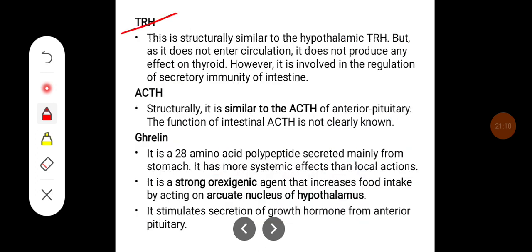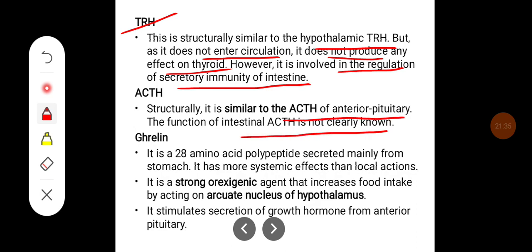Thyrotropin releasing hormone in the gut is structurally similar to the hypothalamic TRH, but it does not enter circulation. It does not produce any effect on the thyroid. However, it is involved in the regulation of secretory immunity of the intestine. Intestinal ACTH is structurally similar to the ACTH of the anterior pituitary. The function of intestinal ACTH is not clearly known.